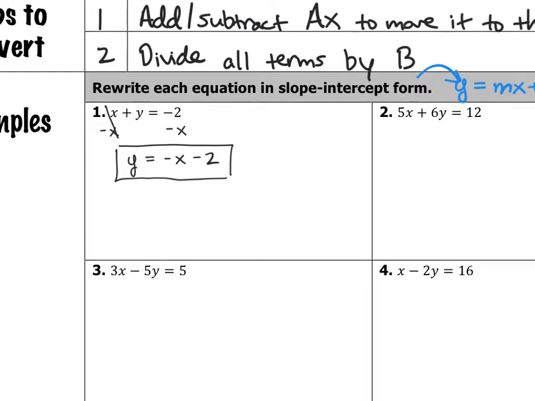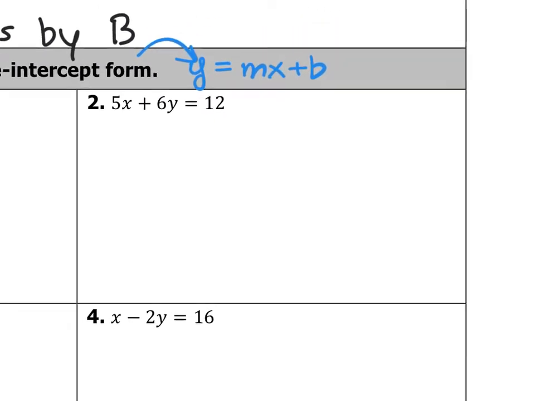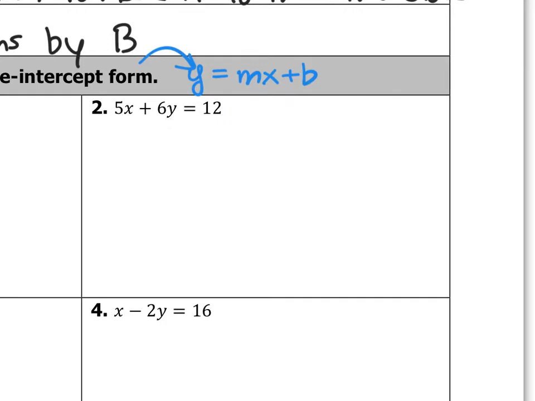All right, number two, 5x plus 6y equals 12. This time, my ax term is 5x, and so I'm going to subtract 5x from both sides, here and here. So on the left side, I'm left with positive 6y. On the right side, I have -5x plus 12. Again, be sure you put the x term first and then the b value.